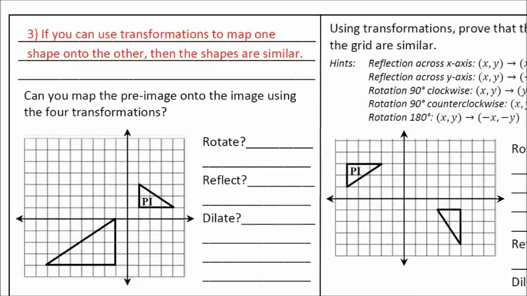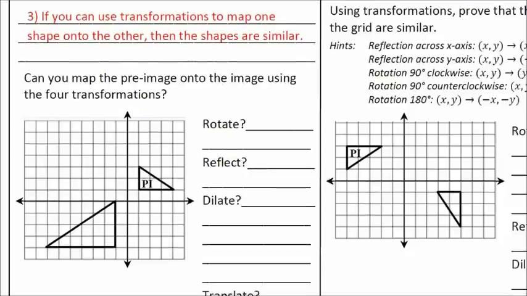If you can use transformations to map one shape onto the other, then the shapes are similar. If you can take your pre-image and through rotation, reflection, dilation, and translation, you can get from the pre-image to the final image, then you know that those two shapes are similar. Let's take a look at an example of that.